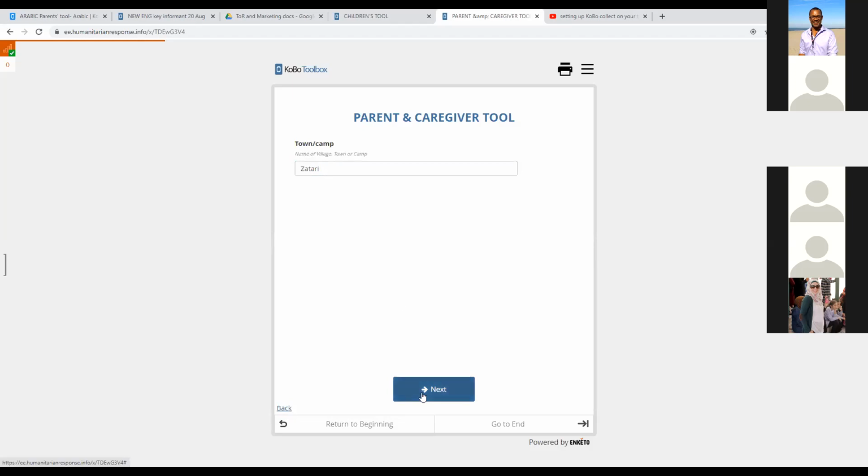And here, even though it's in a separate governorate or separate district, you write a different one. So it could be outside. Although you are based maybe in Amman, the village or the town or the camp you're working with could be in a different area. That's fine. You write that one here.